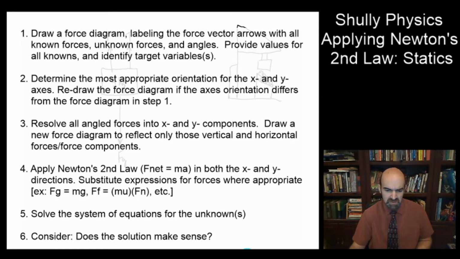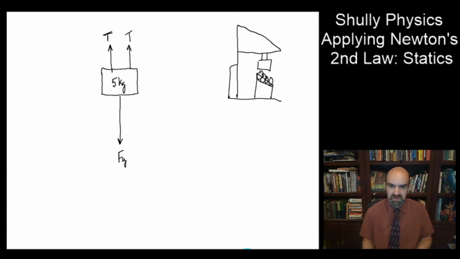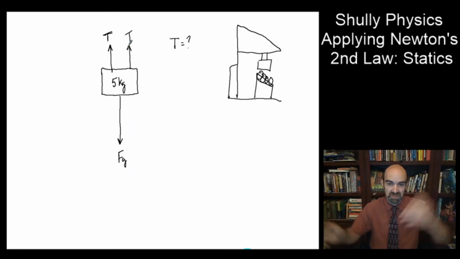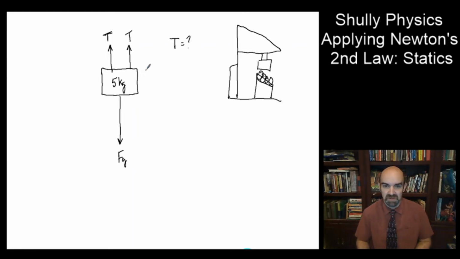And it says provide values for all knowns and identify target variables. Okay, so that's an important thing to do here. My question is, what is the tension in each cable? So I've identified the target variable. This has a tension T and this also has a tension T. We're going to look at scenarios later in this lesson where the tensions may be different because they're going off in different directions. But in this case we're assuming that they're holding the same amount of weight. So they should have the same force.